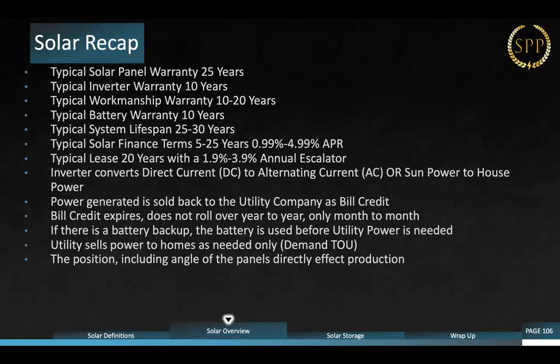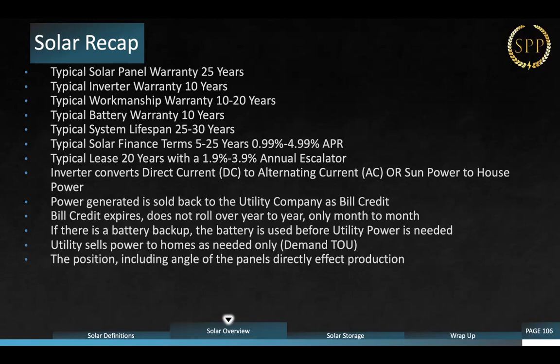The rest of the definitions, typical solar warranties are about 25 years. Typical inverter warranties are 10 years. Typical workmanship warranties are 10 to 20 years. Typical battery warranties are 10 years. Typical system lifespan is 25 to 30 years. Solar financing is 5 to 25 years from 1.1% to 5% APR.